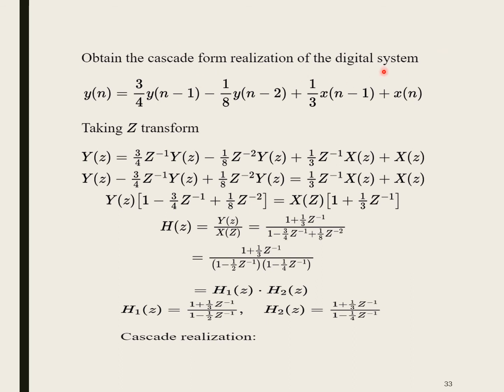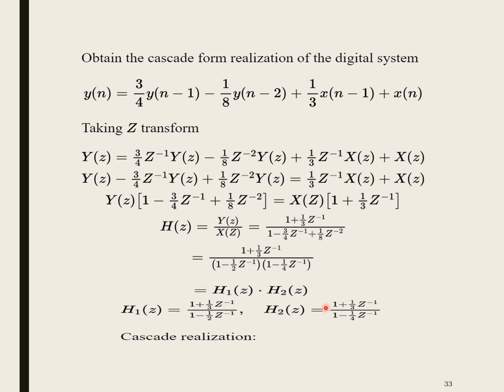Cascade form realization of a digital system. An equation is given. The first and foremost step is to take the Z transform on both sides and obtain the transfer function. We are getting this, and now we can split it into two components, H1 of z and H2 of z. So H1 of z is this and H2 of z is this.